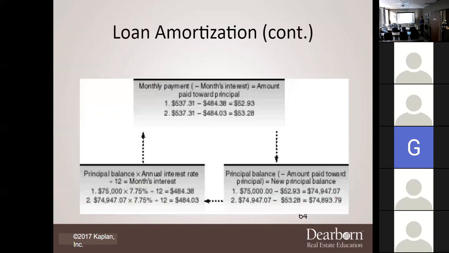Again, this gives you a little example y'all can run through. It's just giving you an example of the payment versus the interest. What exactly is being broken down into interest, being applied to principal? What's being applied to the interest?